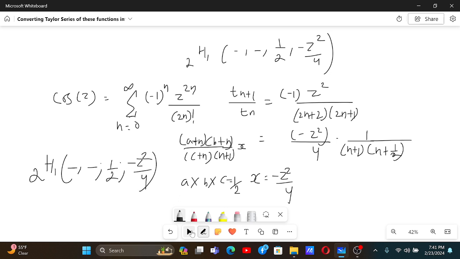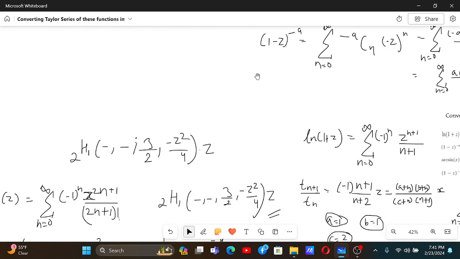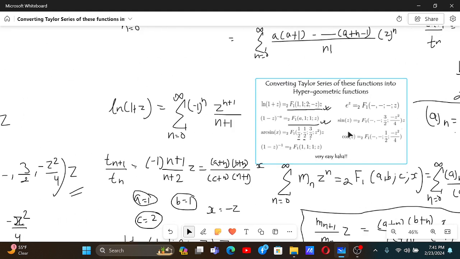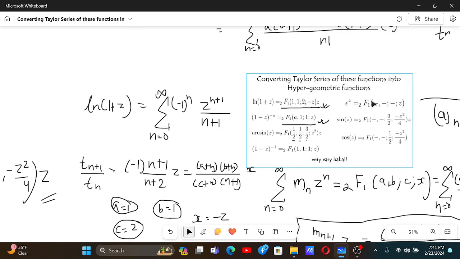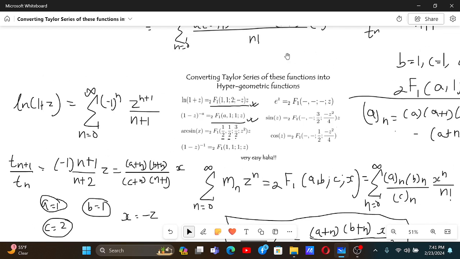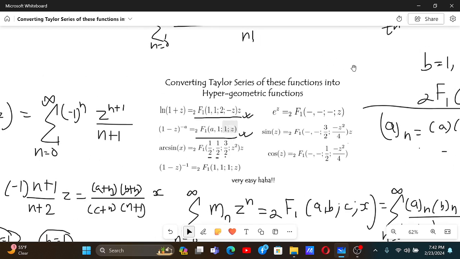So that was it. We found the hypergeometric series for all of these functions by comparing the Taylor series with the hypergeometric series, and also checking whether the first term is 1 or z. In the next video, I'm going to show you some interesting applications of hypergeometric series, like how it can be helpful to solve some integrals where there are basically no solutions.